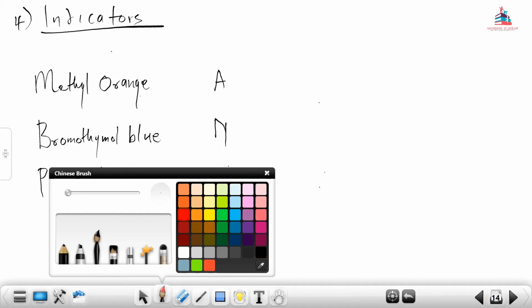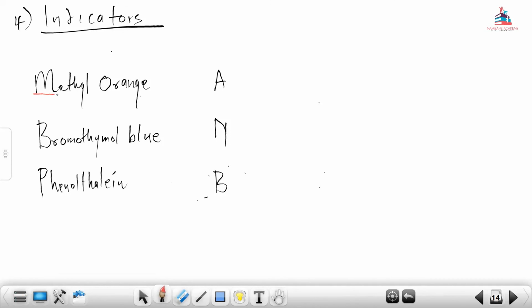What I want you to get from this slide is the MBP, my beautiful princess. So for me to work with methyl orange, I need the solution to be acidic. For me to work with bromothymol blue, I need the solution to be neutral. For me now to work with phenolphthalein, I need the solution to be basic.